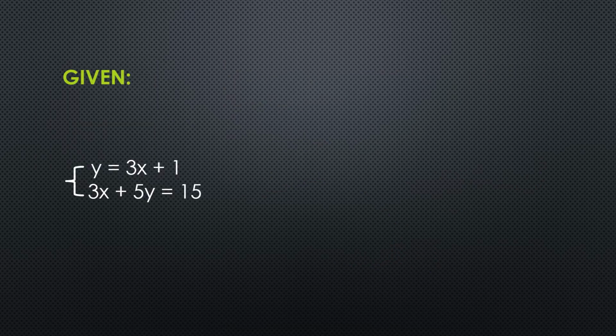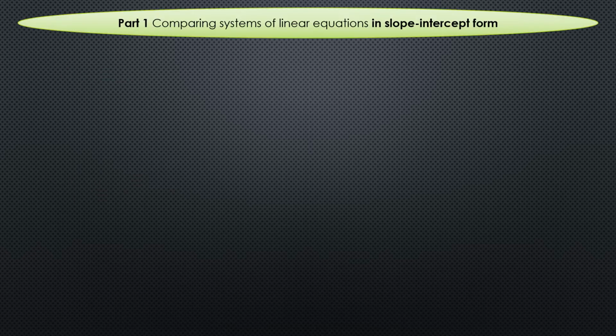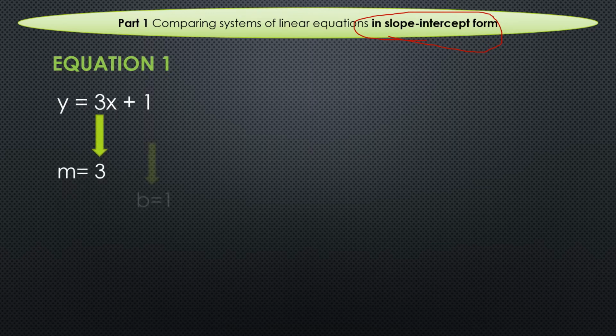For our given, we're going to use the system y equals 3x plus 1 and 3x plus 5y equals 15. For this one, we're going to use the slope-intercept form. Equation 1, we have y equals 3x plus 1. Is this equation in slope-intercept form? Yes, it is. So, the next step is to determine the slope and the y-intercept. The slope here is 3 and the y-intercept is 1.